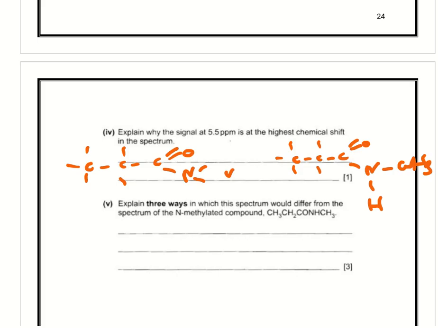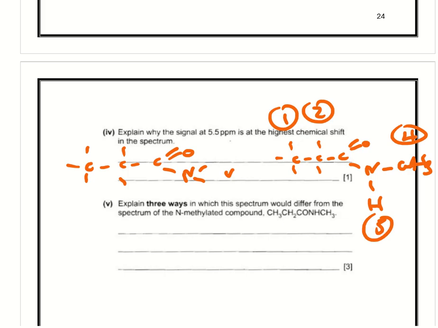Okay, so 3 ways in which the spectrum would differ from the spectrum of the N-methylated compound. Right, let's look. So first of all, we're going to have 4 different signals here, because we're going to get a signal there, a signal there, a signal there, and a signal there. Okay, so you're going to have 4 signals. The other one only had 3, so there's one difference.